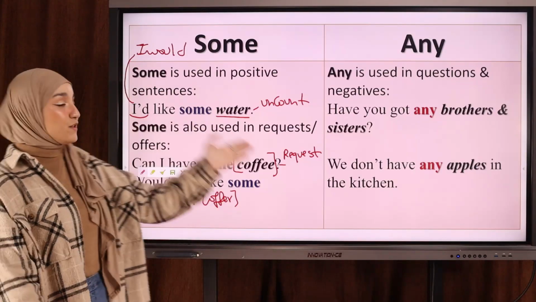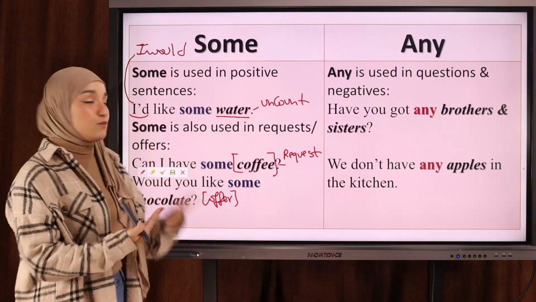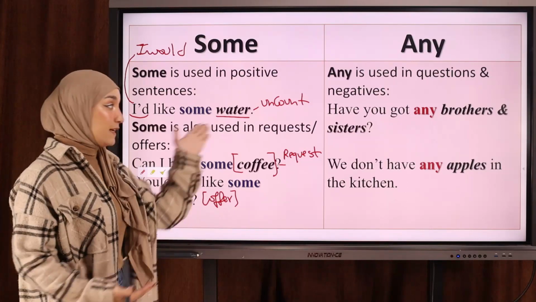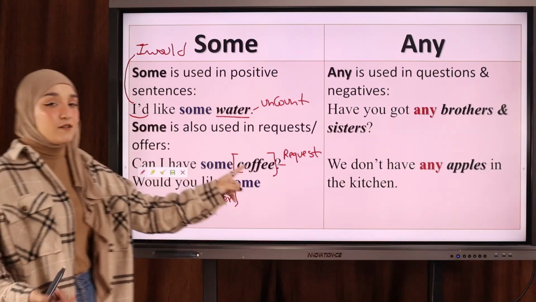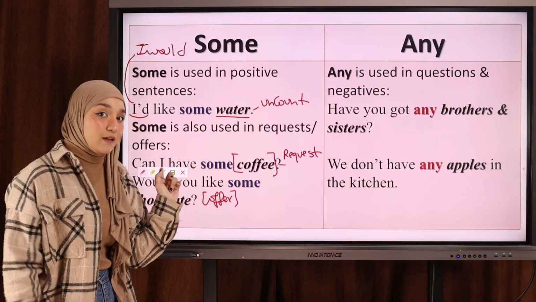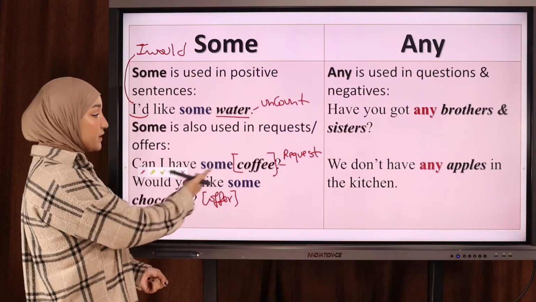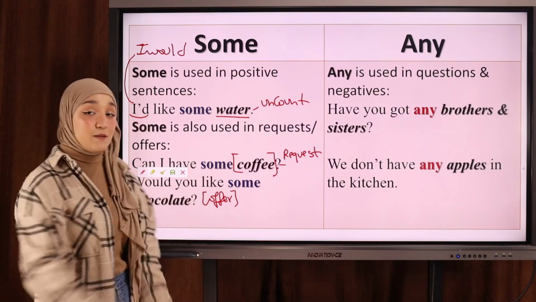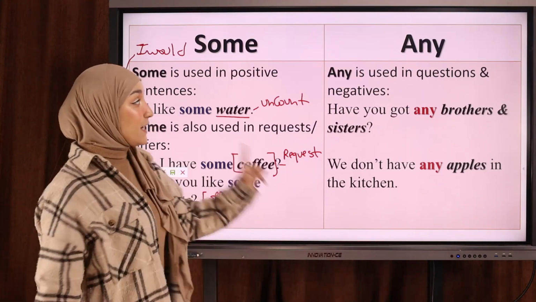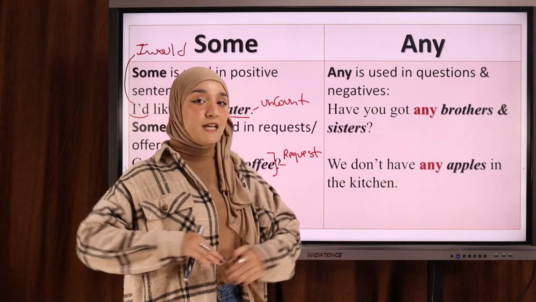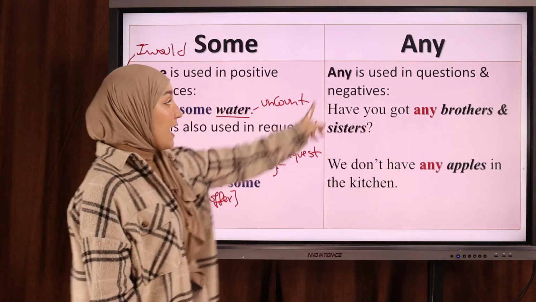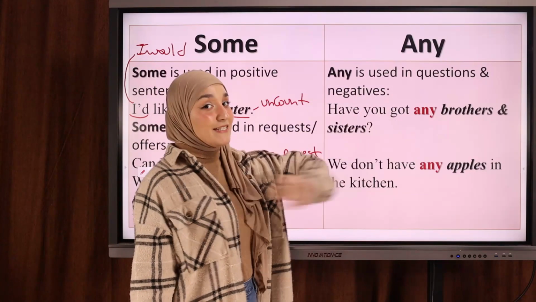So I'd like some water please. I'd like some juice. أريد بعض العصير, بعض الماء, okay? ويمكننا أن نستعملها في الطلب والعرض or offering أن أقدم شيء, okay? Can I have some coffee? Would you like some chocolate? Okay? Let's take a look at any. So any تعني أي, okay? Any is used in questions and negatives.